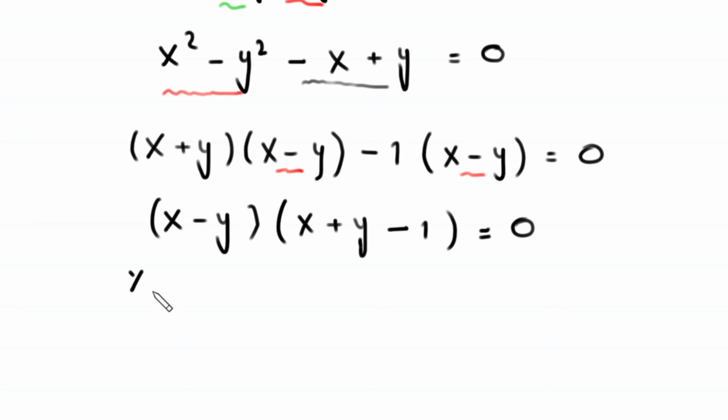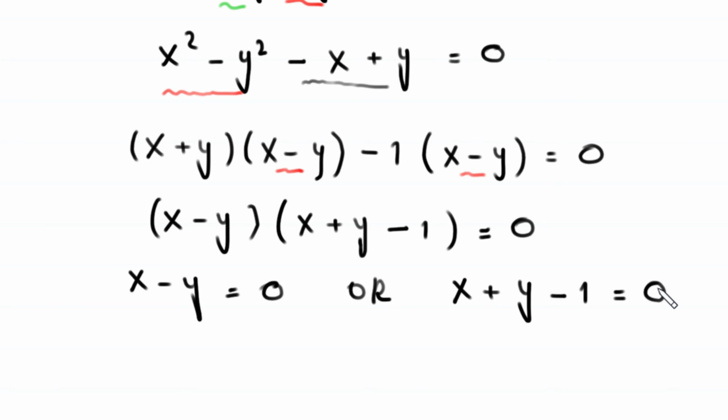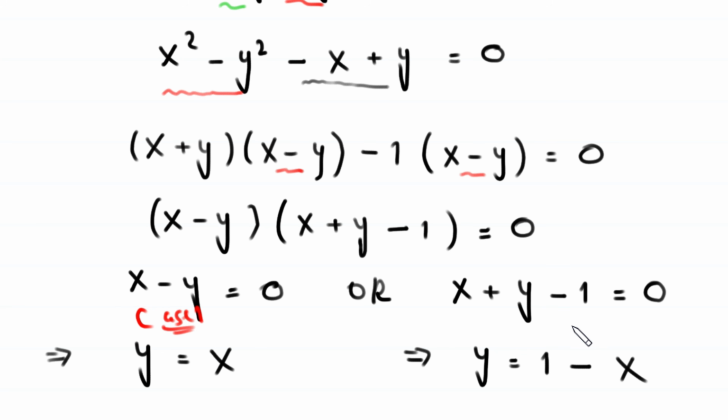Either this expression x minus y is equal to 0, or this expression x plus y minus 1 equals 0. From this equation, move the negative y to the right hand side. This implies that y is equal to x. And from this equation, move x and negative 1 to the right hand side. This implies that y is equal to 1 minus x. It means that we have two cases. This is case 1 and this is case 2.